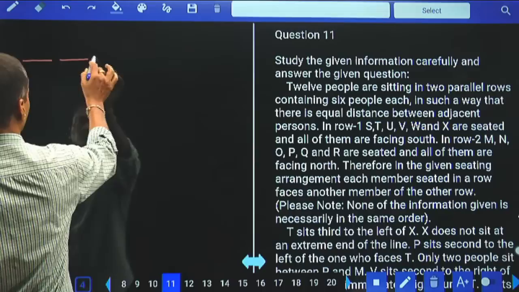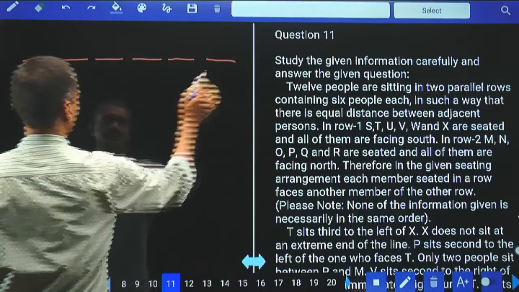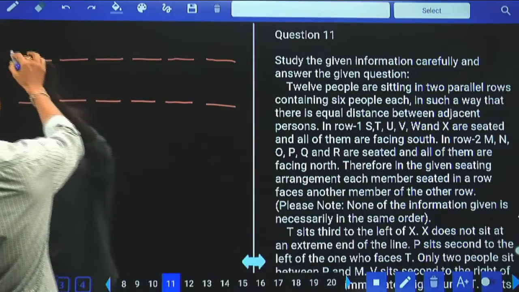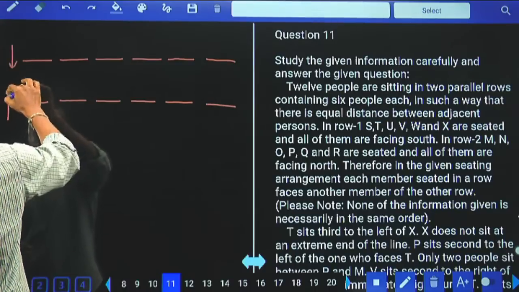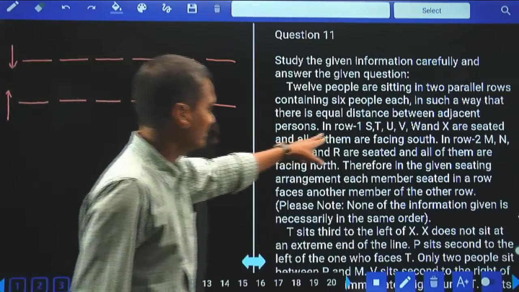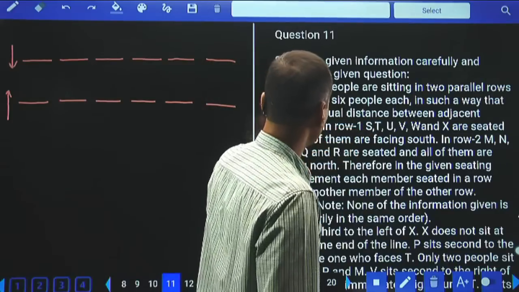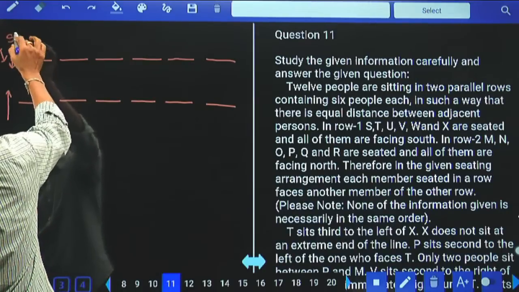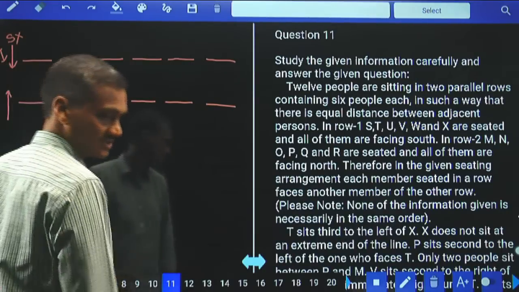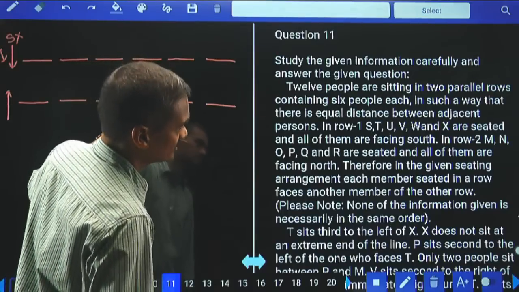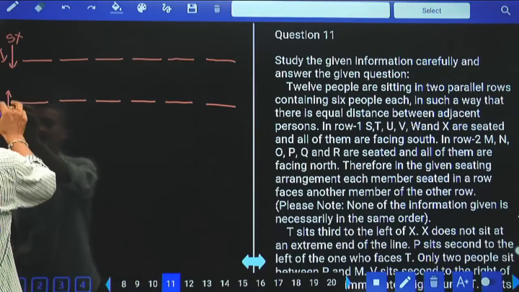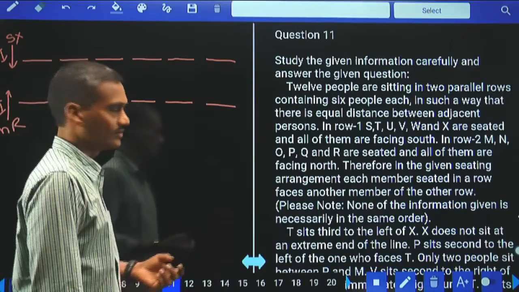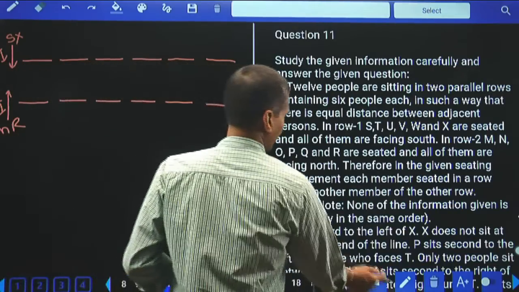Now 12 persons were there: 1, 2, 3, 4, 5, 6, and another 6 persons: 1, 2, 3, 4, 5, 6. These are the persons who are facing south, and these are the persons who are facing north. In row 1, S, T, U, V, W, X are seated and all of them are facing south. So these are the 6 persons in row 1. And who are the persons in row 2? M, N, O, P, Q, R are the persons in row 2, isn't it?